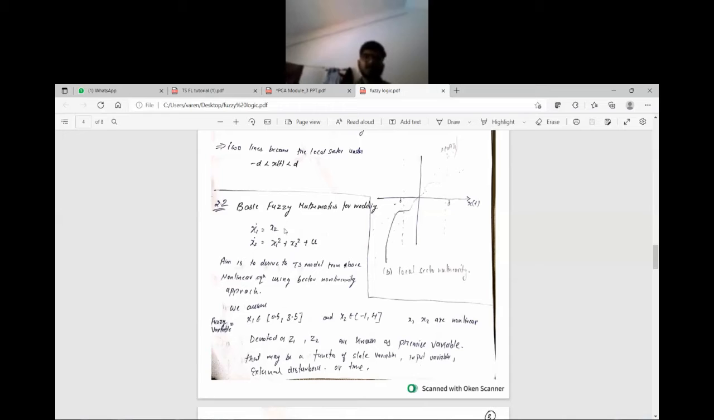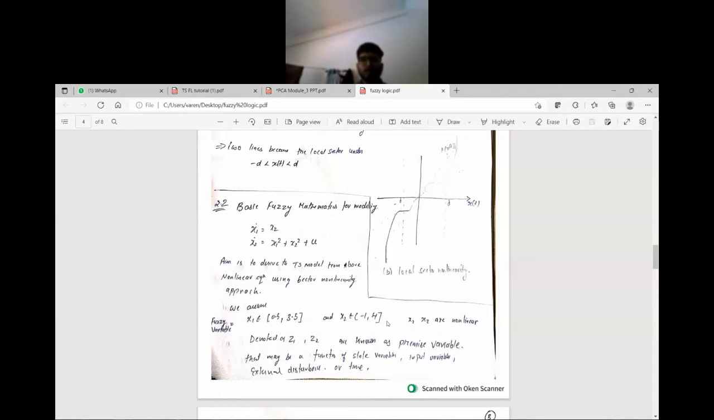Now, after this, we have the mathematical model of the fuzzy controller. So let us take a nonlinear system: x dot is equal to x2, and x2 dot is x1 squared plus x2 squared plus u. Our aim here is to derive the Takagi-Sugeno fuzzy model from the above nonlinear equation using the sector nonlinearity approach.